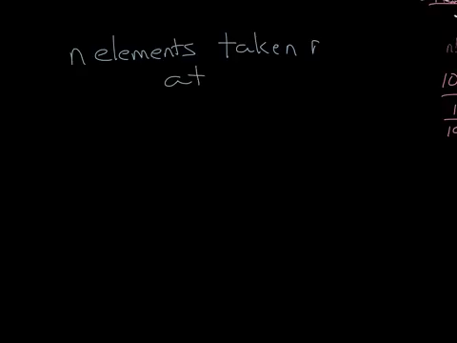How many different ways could 8 horses come in first, second, and third? So this is an example of taking n elements, r at a time. In fact, you're not using all of those elements.